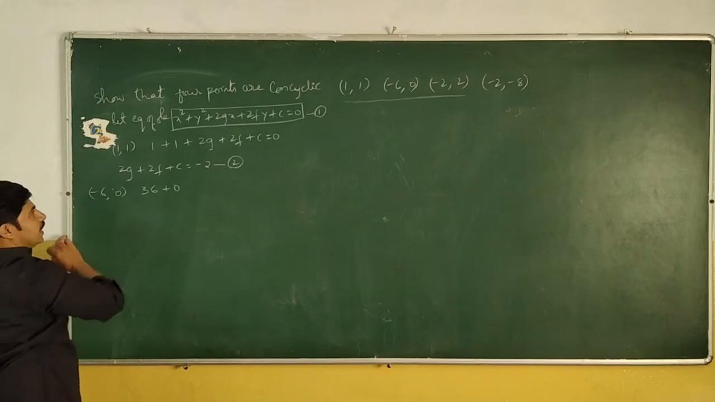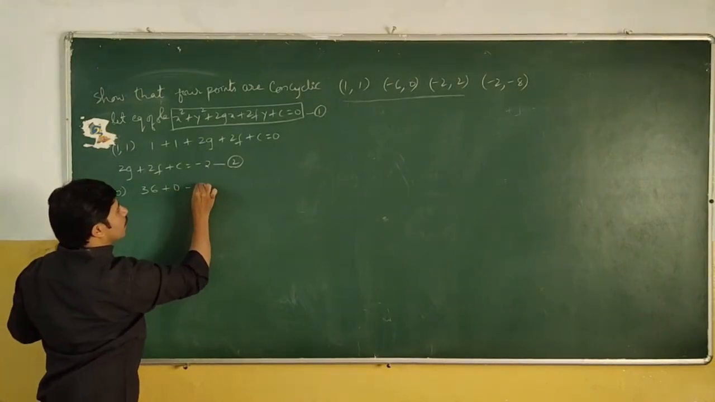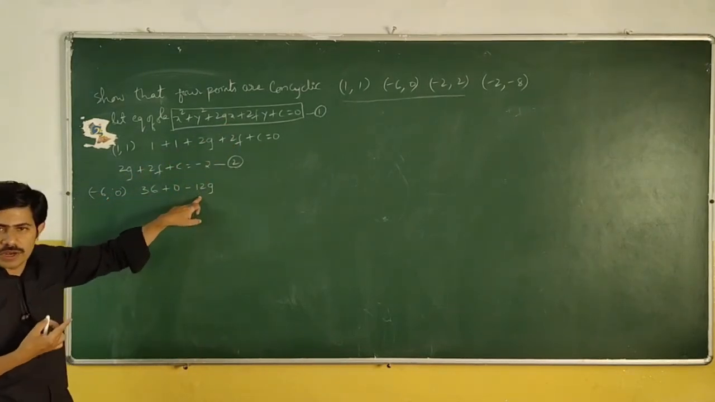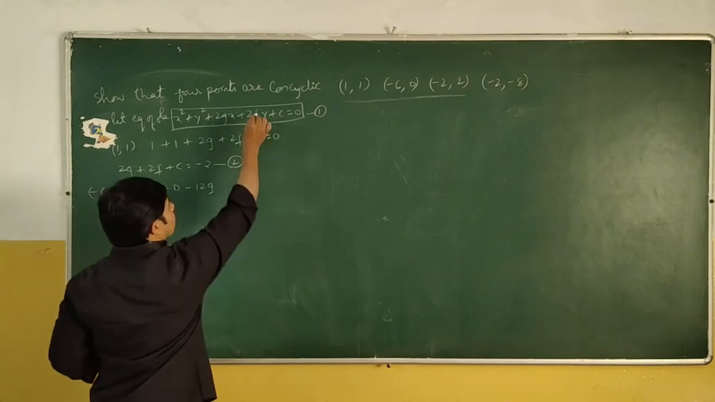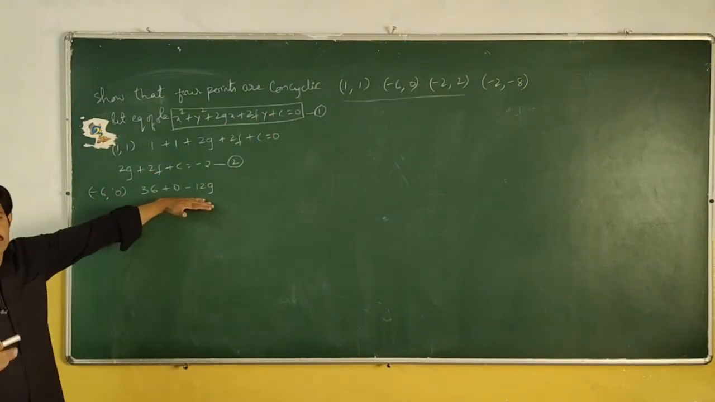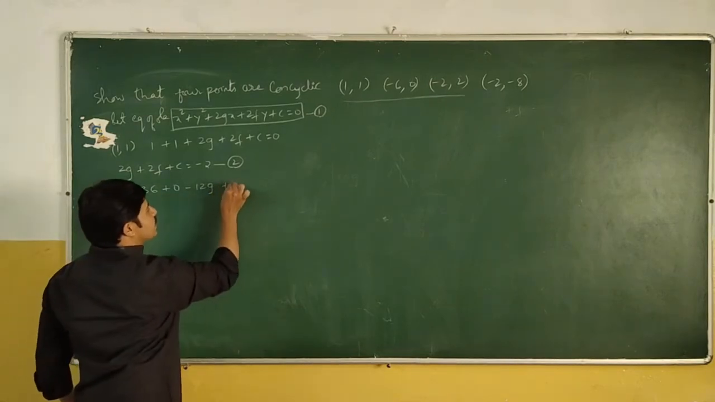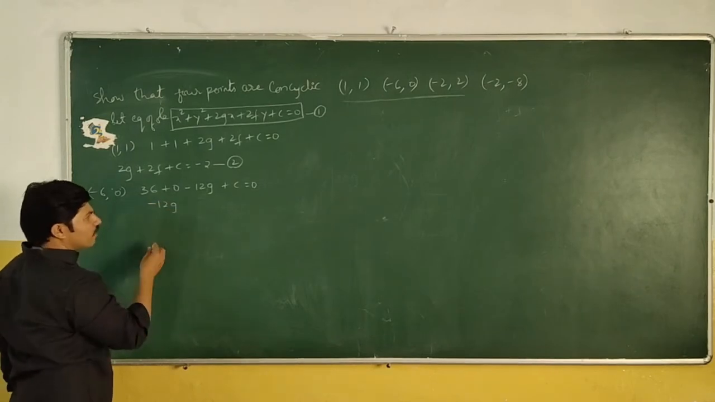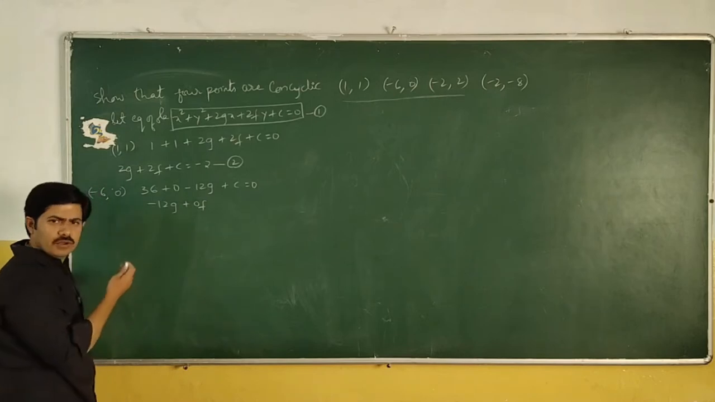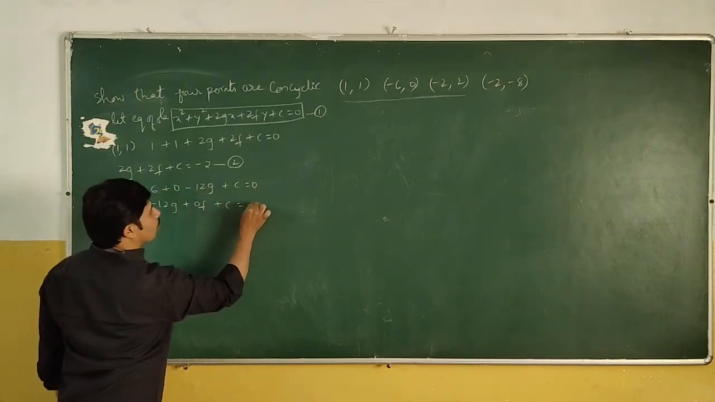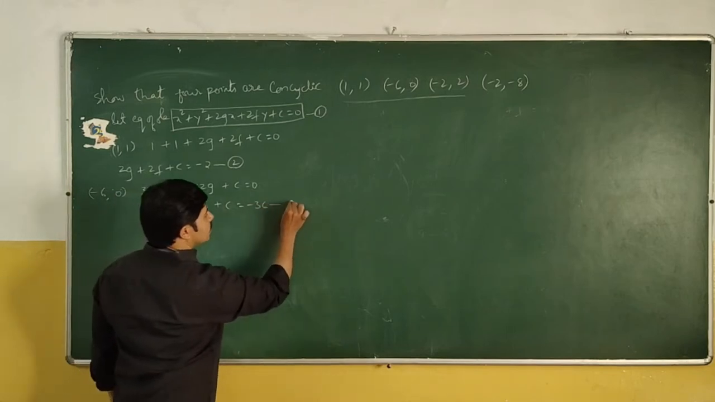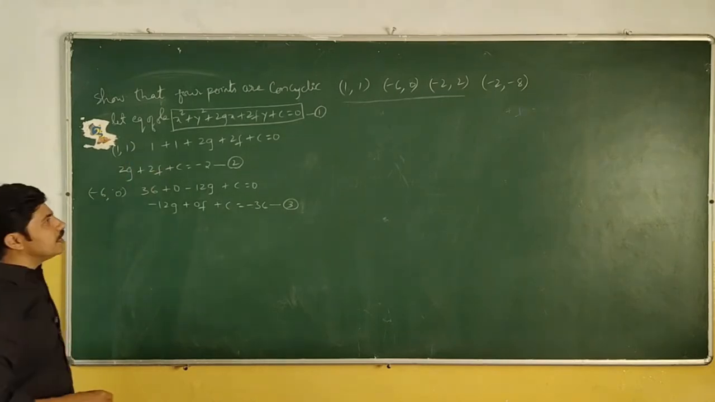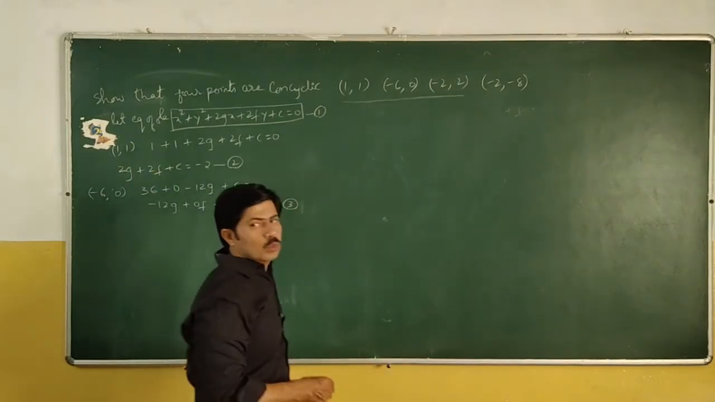Minus 12g. Instead of x, minus 6, you can write minus 12g directly. And you don't get f term because 2f into 0 is 0. So f term is eliminated, plus c is equal to 0. So we get minus 12g, you don't have f term, so you can write 0f, plus c is equal to minus 36. This is equation 3. After that, the third point is minus 2 comma 2, will substitute.